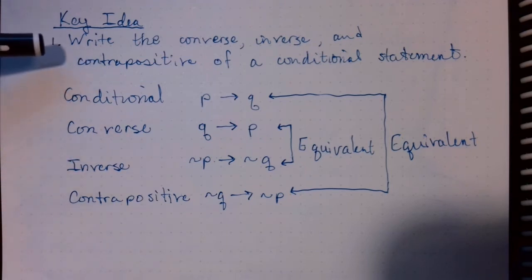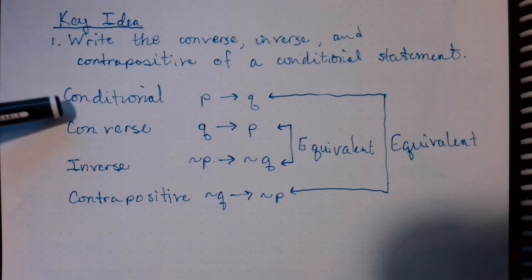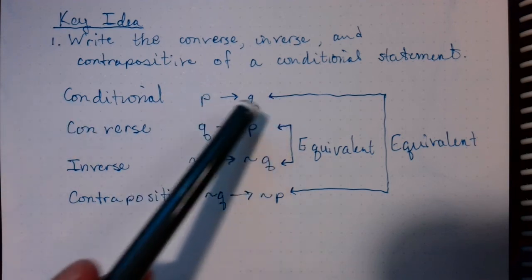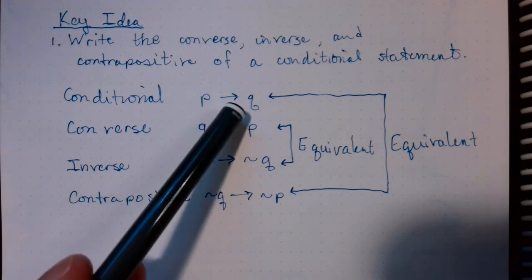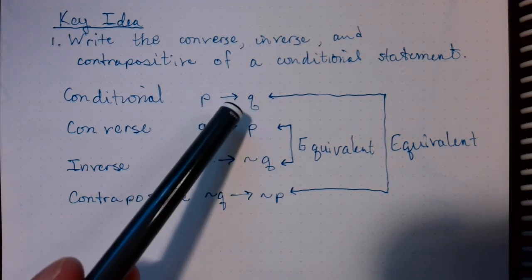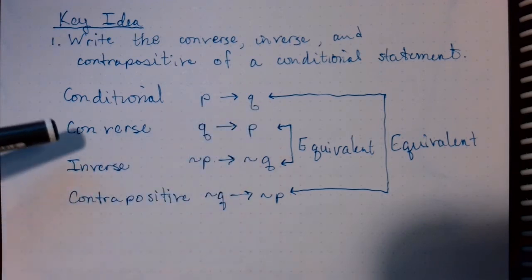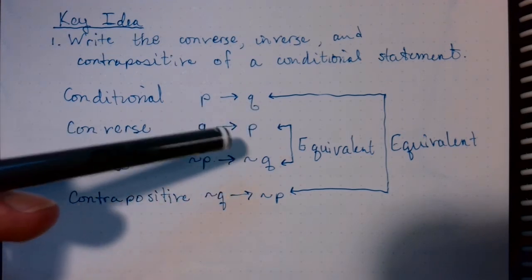After watching this video, you should be able to take a conditional statement and write the converse, inverse, and contrapositive of that conditional statement. The standard conditional statement has this form: if P then Q. Remember, that's the symbol for a conditional or an implication. The converse is if Q then P.